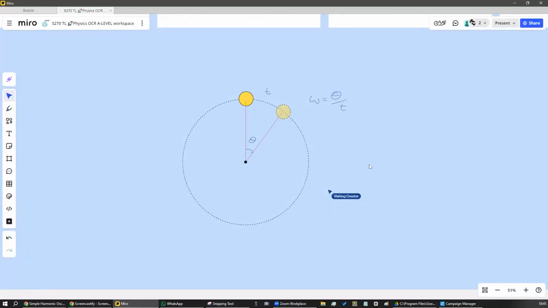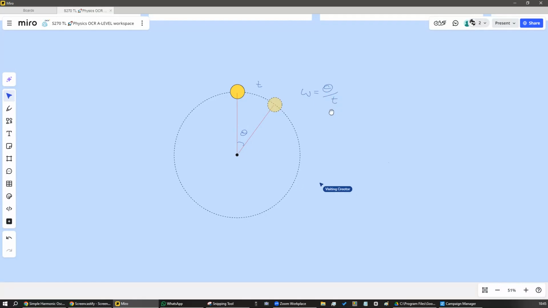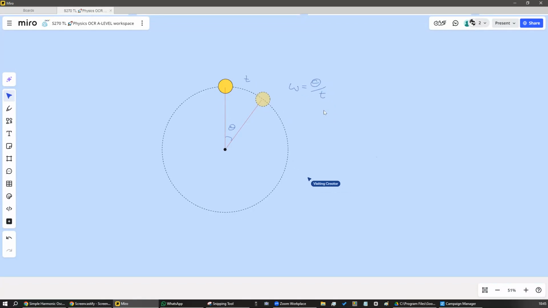Okay, so we're going to explain how simple harmonic motion relates to circular motion. So here we have an object moving in a circle. Maybe it's moving from left to right or right to left, it doesn't really matter if it's moving clockwise or anti-clockwise. But it's moved through a particular angle in a certain amount of time. We can say that the angular velocity is that angle divided by the amount of time. So what angle does it move through per second? That would be what the angular velocity is.